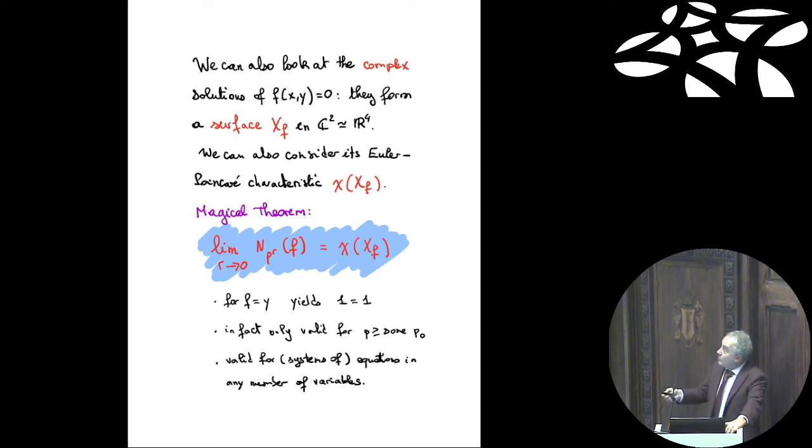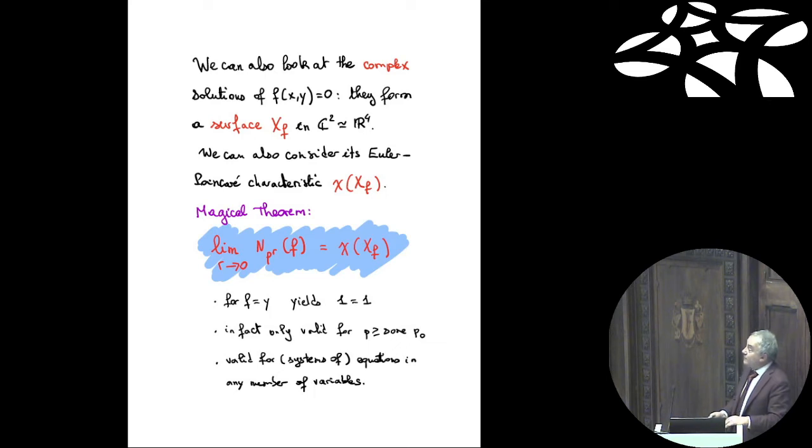And here what do you have? The complex solution is just the complex plane. The complex plane is topologically just a sphere minus 1 point. If you throw away 1 point, you get the plane. So the Euler characteristic of the sphere is 2. The Euler characteristic is additive in some sense. And so if you remove 1 point, you get 2 minus 1 is 1.